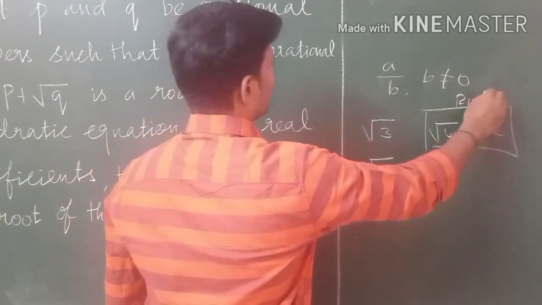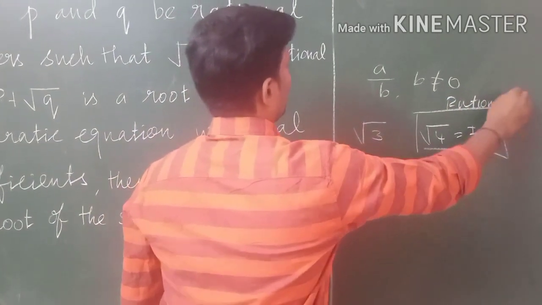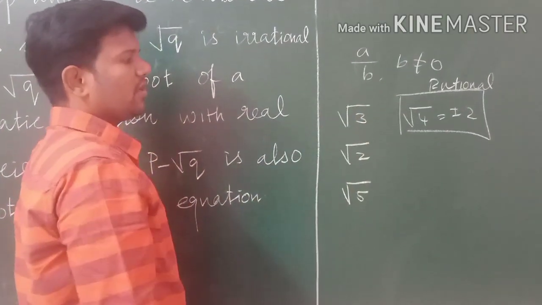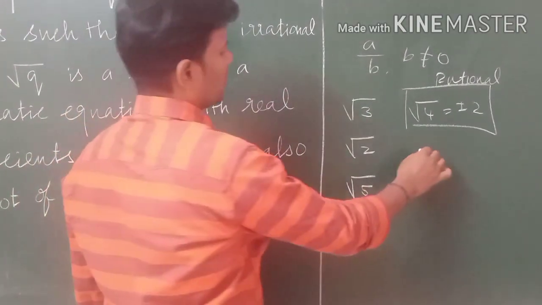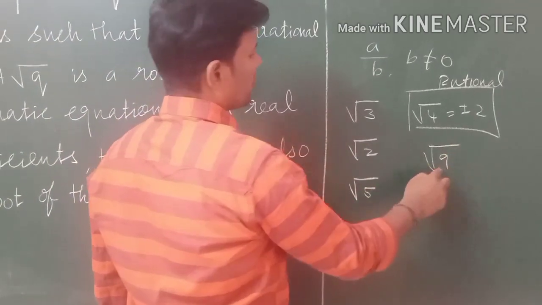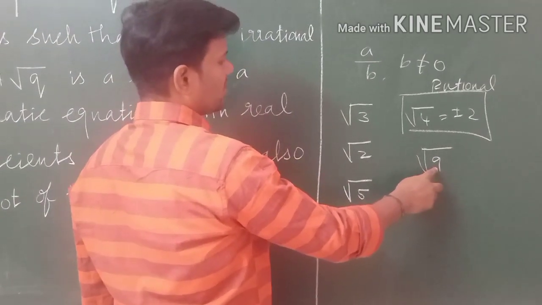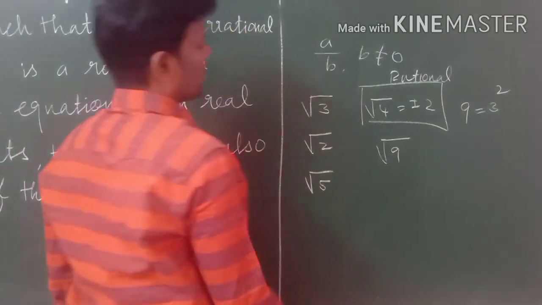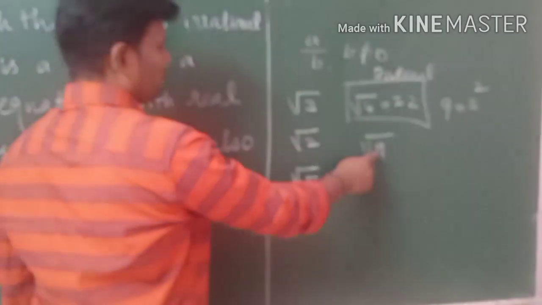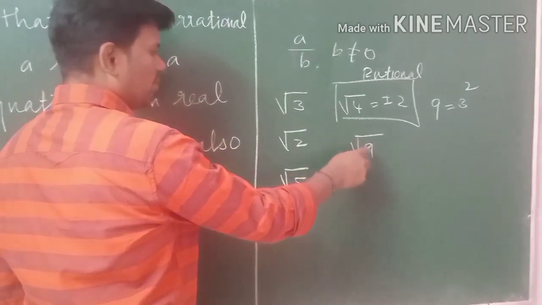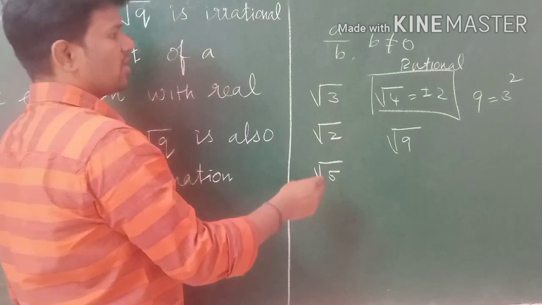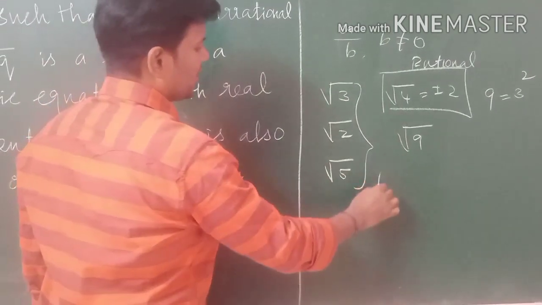This is a rational number. அப்போ இந்த square root க்குள்ள not a perfect square இருக்கணும். Suppose பாருங்க, square root of 9 is a perfect square. Why is 9 a perfect square? Because 9 we can write as 3 square. So if it is a perfect square inside the square root, அது rational. Square root க்குள்ள not a perfect square இருந்தா அது irrational numbers.